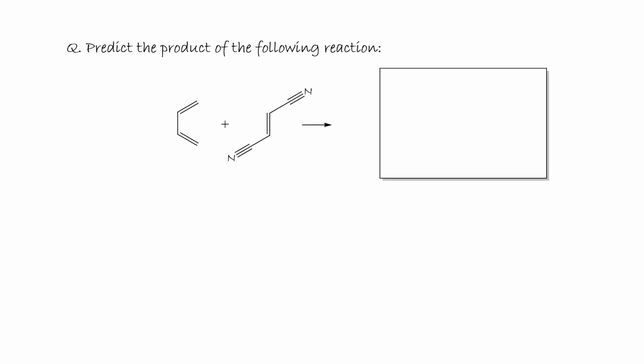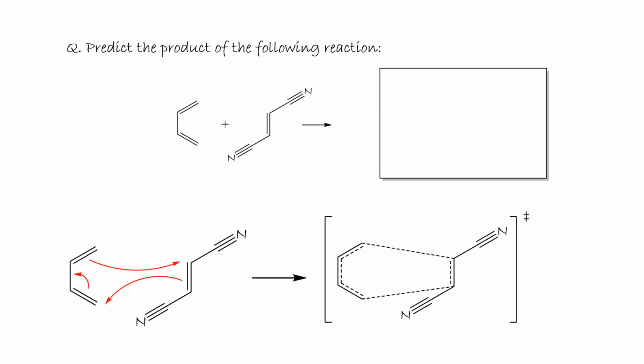Predict the product of the following reaction. What we have to do is just imagine the reaction will go this way, formation of the transition state, the two cyano groups in different directions, and the product is trans.